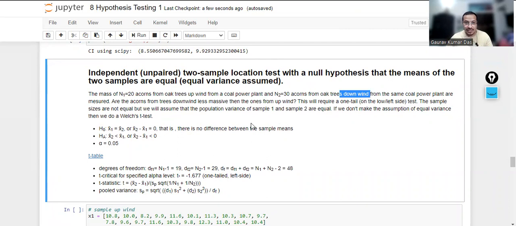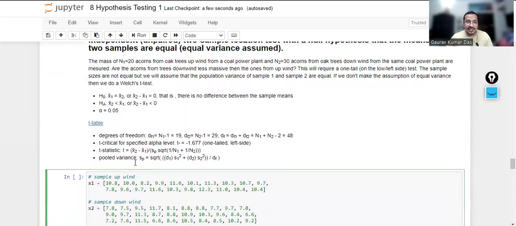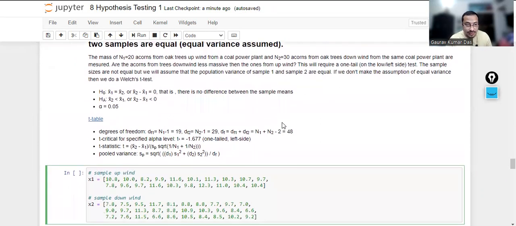Okay, the masses are recorded and the masses are these which are given. Okay, sample upwind, sample downwind. So basically we have to find out if there's a difference in the sample means or not. The sample sizes are not equal, but we'll assume that the population variance of sample 1 and sample 2 are equal. Okay, this is fine. Now, what is the question now?